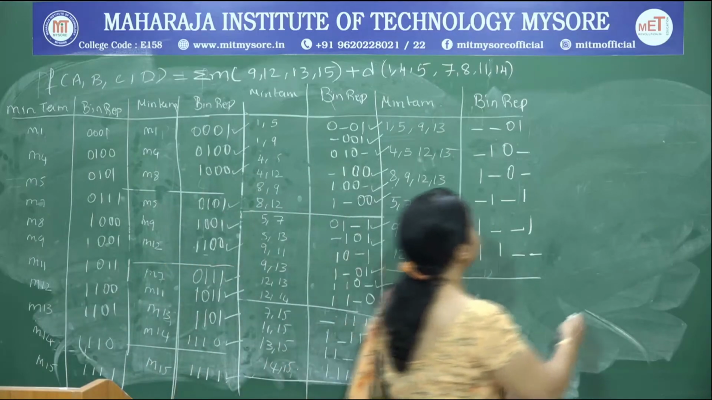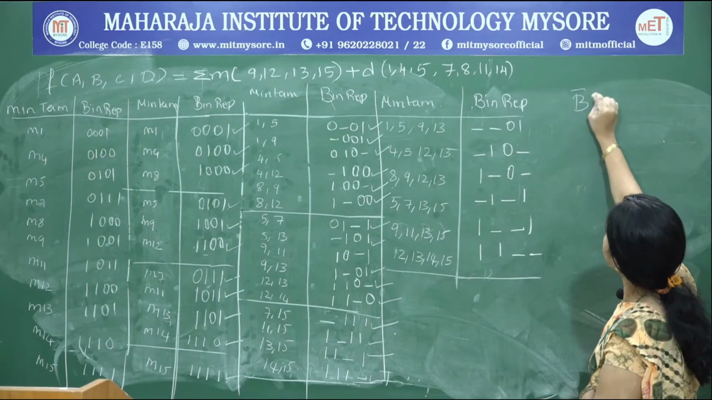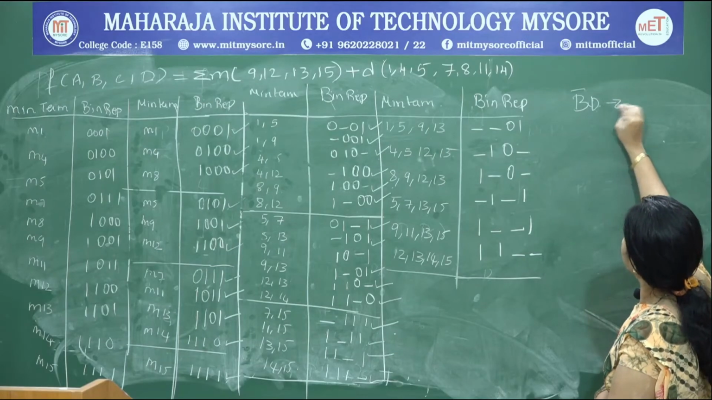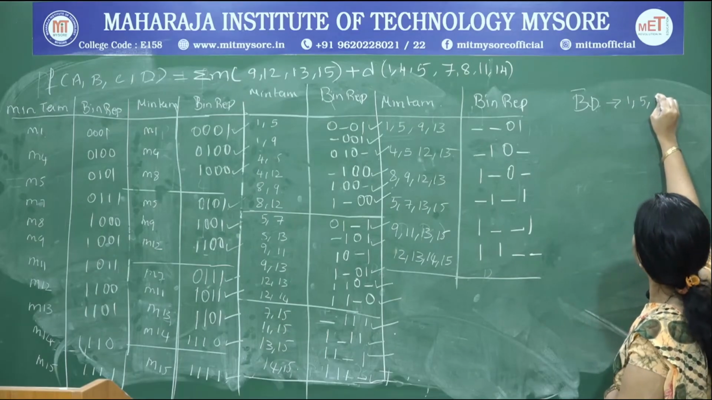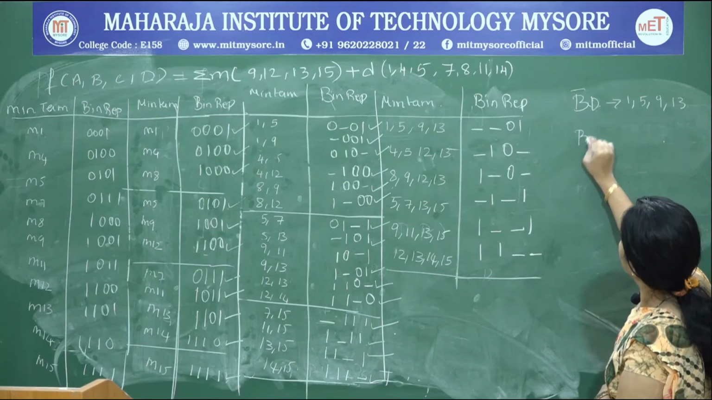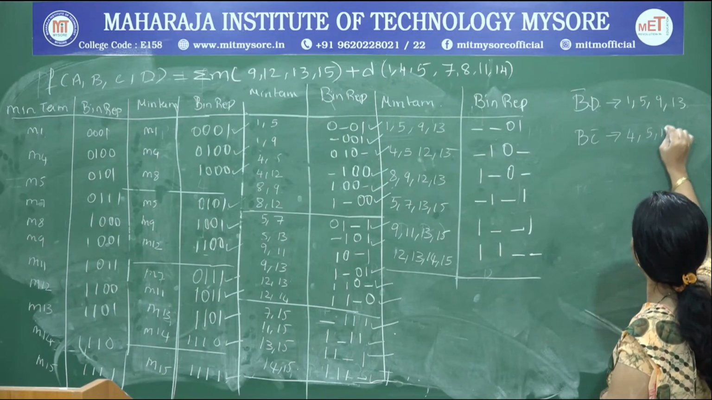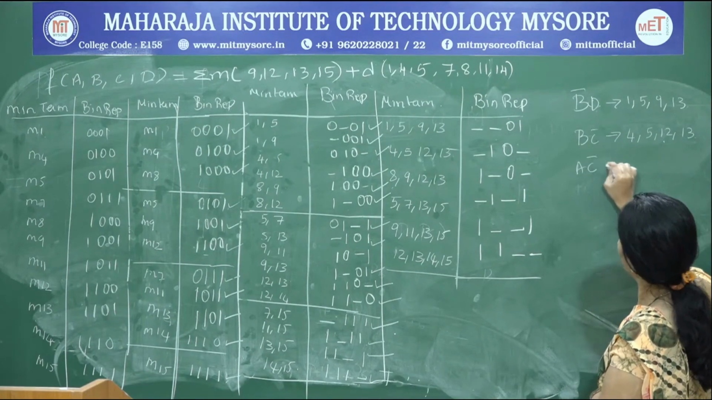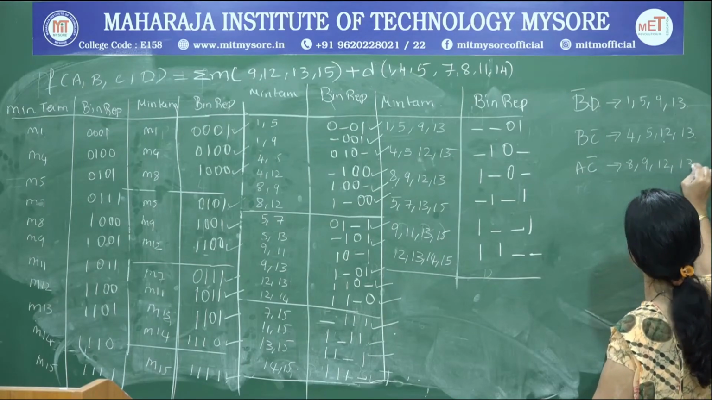So if you try to list these prime implicants, we get B bar D, which has the min terms 1, 5, 9 and 13. Next we have B C bar corresponding to min terms 4, 5, 12 and 13. Next we have A C bar corresponding to min terms 8, 9, 12, 13.